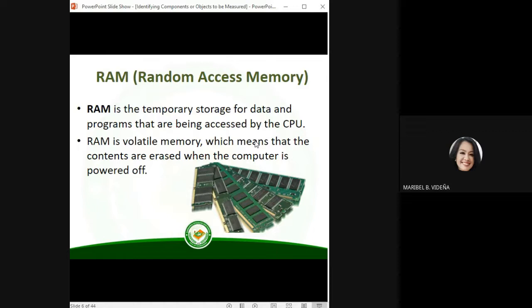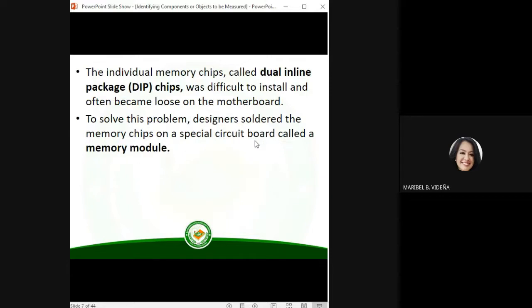Early computers had RAM installed in the motherboard as individual chips. The individual memory chips are called dual inline package, or DIP, chips. They were difficult to install and often became loose in the motherboard. To solve this problem, designers soldered the memory chips on a special circuit board called a memory module.